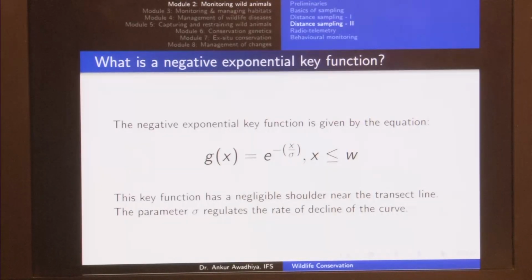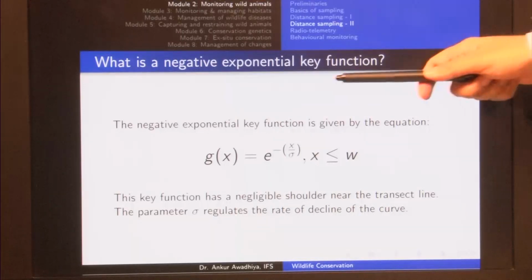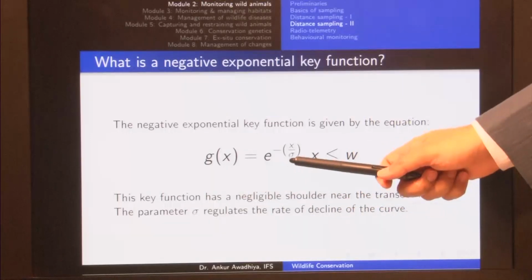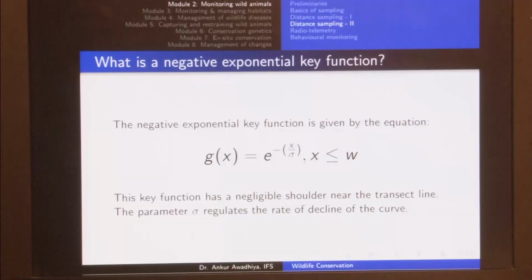Now, the next g of x is given by the negative exponential key function, which has this formula: g of x is equal to exponential of minus x by sigma.